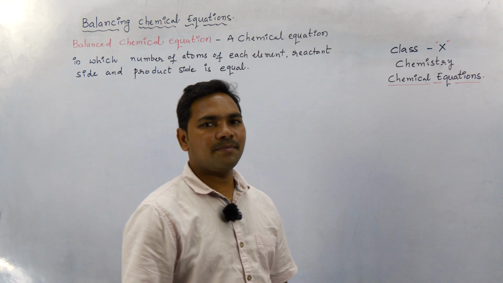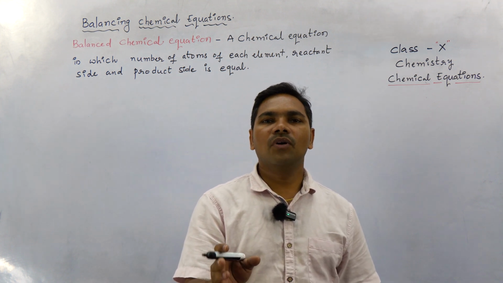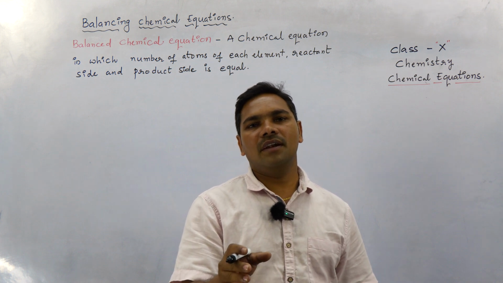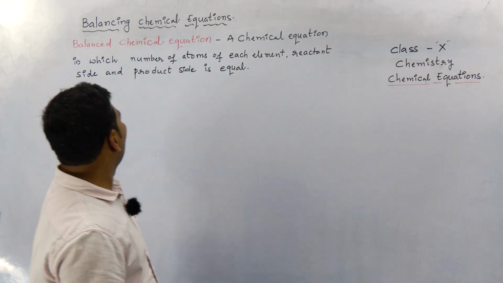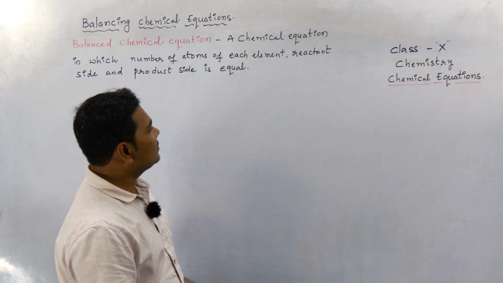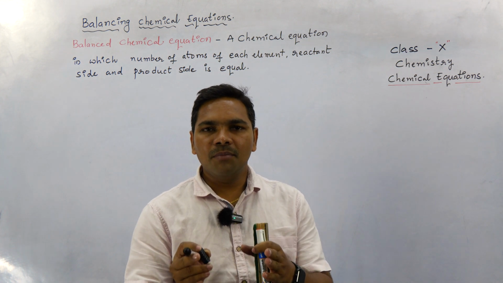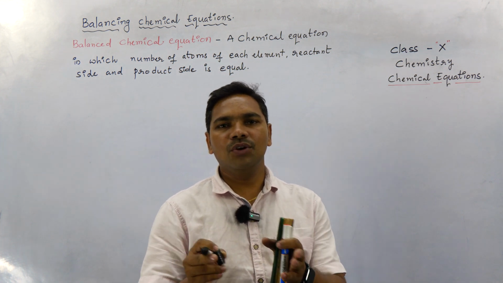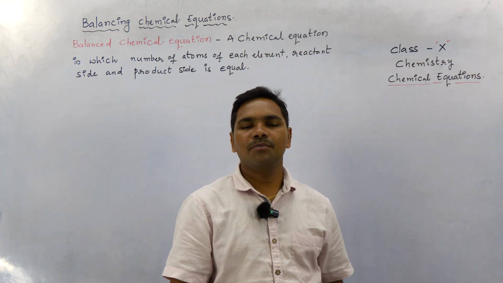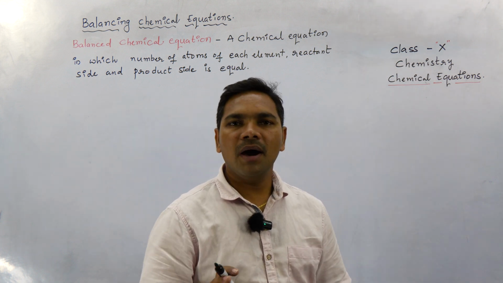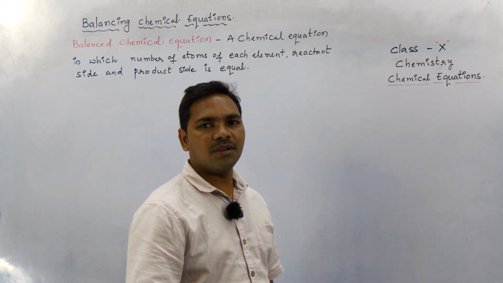In the previous video, we discussed what a chemical equation is. In this video, we will discuss what a balanced chemical equation is and how we can balance a chemical equation. A balanced chemical equation is a chemical equation in which the number of atoms of each element is equal on both sides of the equation, reactant side as well as product side. Then it is called a balanced chemical equation. Let us see a few examples of a balanced chemical equation.